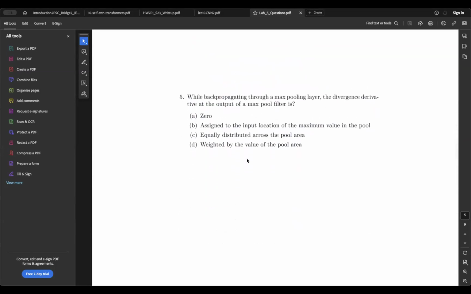Number 5 goes: while back propagating through a max pooling layer, the divergence derivative at the output of a max pool filter is. Option A is 0. Option B says assigned to the input location of the maximum value in the pool region. Then C goes equally distributed across the pool area. Then D is weighted by value of the pool area.